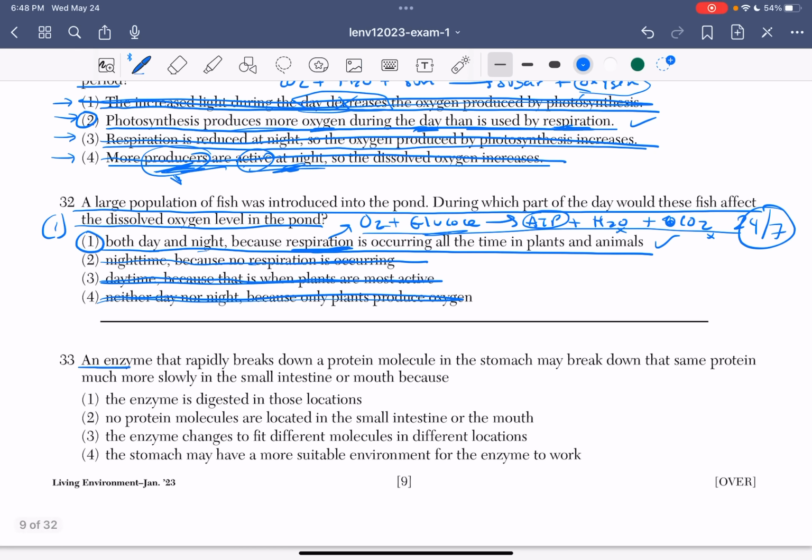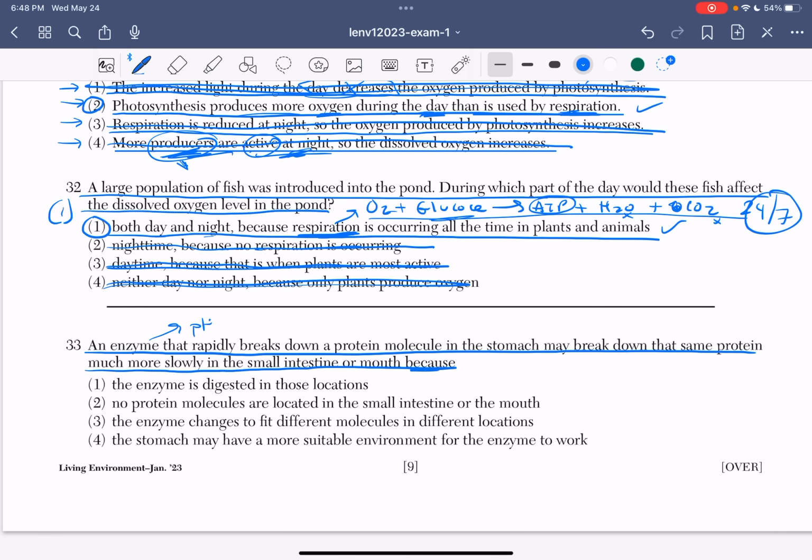33. An enzyme that rapidly breaks down a protein molecule in the stomach may break down that same protein much more slowly in the small intestine or mouth because, specific enzymes have to have the correct pH in their environment and the correct temperature in their environment. Here, we're going to talk about the pH. It's very acidic in your stomach. So if it slows down in the intestines, that means that the pH is different.